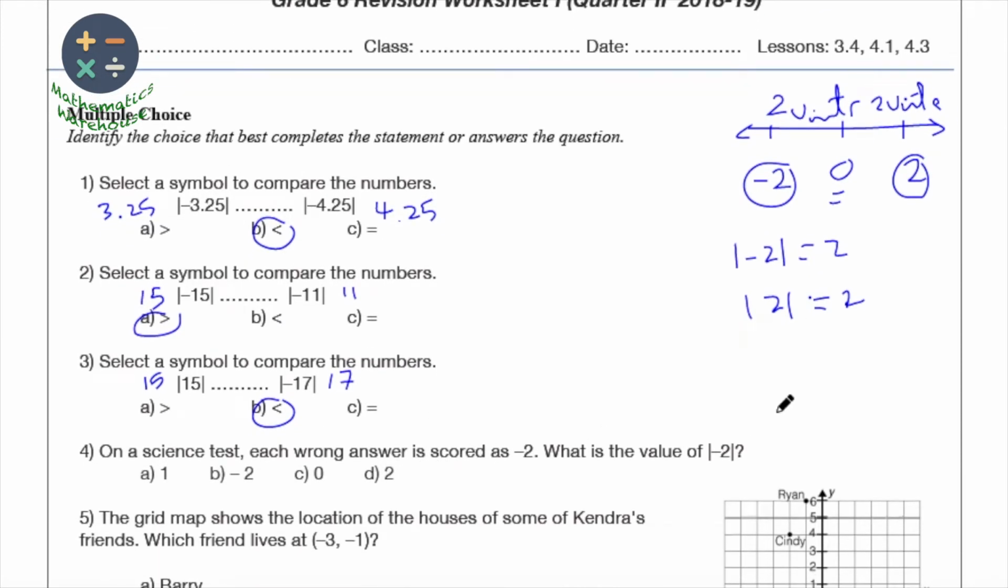Question 4. On a science test, each wrong answer is scored as negative 2. What is the value of the absolute value of negative 2? Of course, the absolute value of negative 2 is 2. So we're gonna select 2.